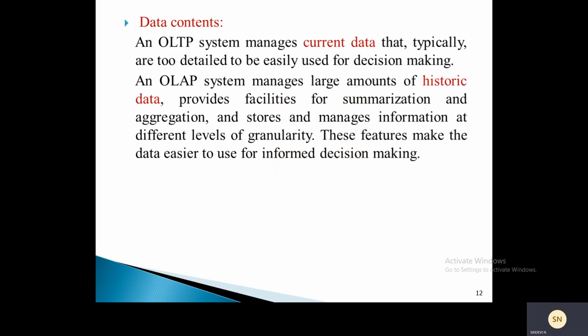When we distinguish based on data contents, an OLTP system manages current data that is typically detailed, whereas an OLAP system manages large amounts of historic data and provides facilities for summarization and aggregation. It also stores and manages information at different levels of granularity, and these features make the data easier to use for informed decision making. So with respect to data contents, OLTP manages current data whereas OLAP manages historic data.